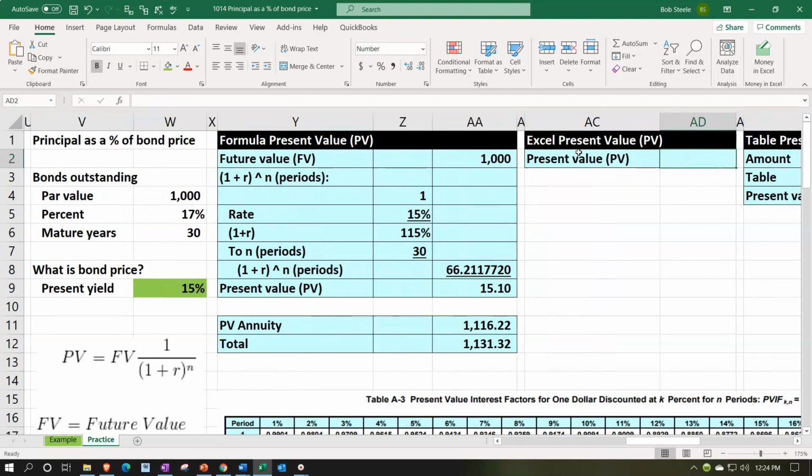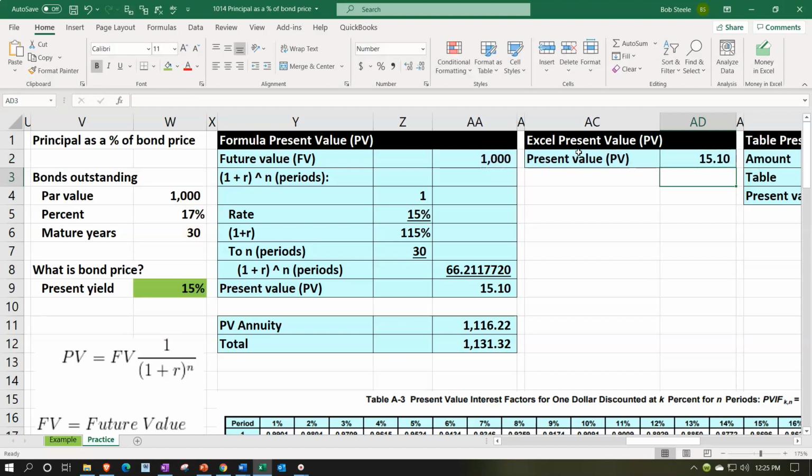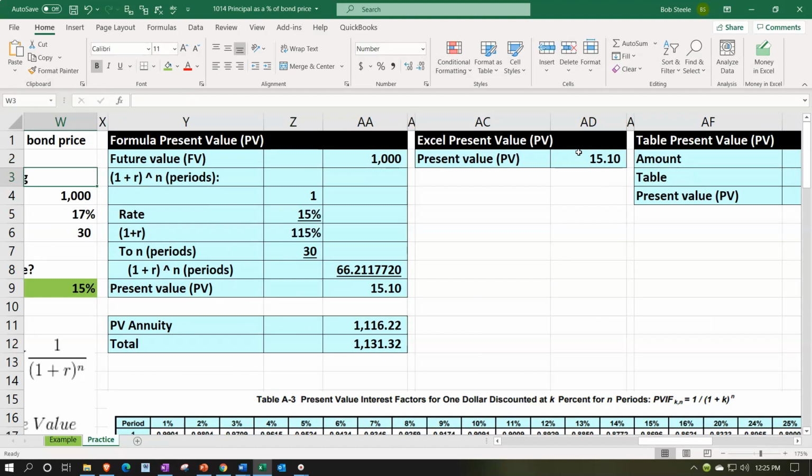That's going to be present value, the magic way, negative PV, shift 9, rate is going to be the 10%, comma, number of periods is going to be 30, comma, because it's not an annuity, present value 1,000. There's the 1510 again. Let's do it with the tables now, because that's how we close things out here, because that's good times. The tables are good times.